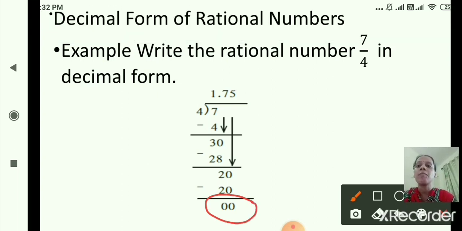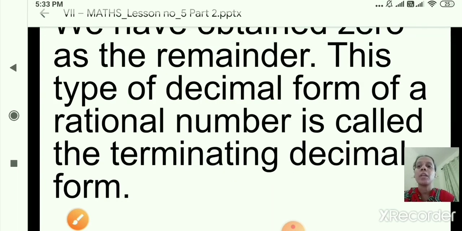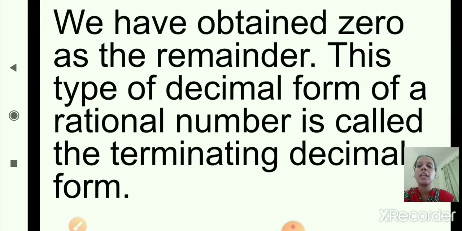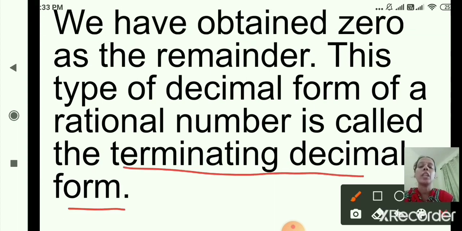So this type of decimal form of a rational number is called terminating decimal form. See this, terminating decimal form. We have obtained 0 as the remainder. This type of decimal form of a rational number is called the terminating decimal form.